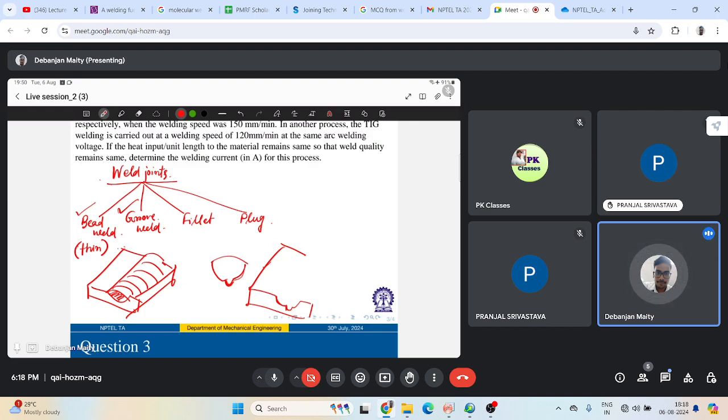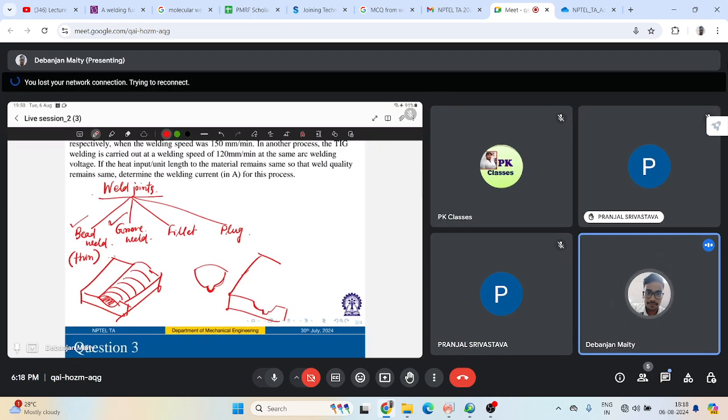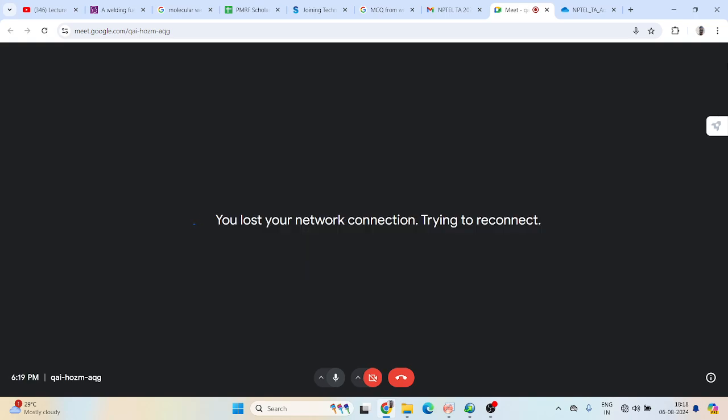And then you have this plug weld. So in plug weld, basically you will attach one part on top of another, and they are often used.